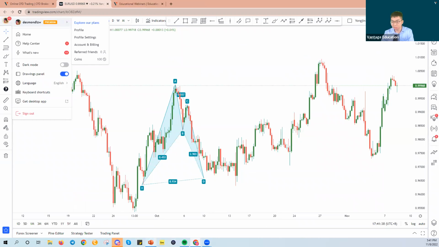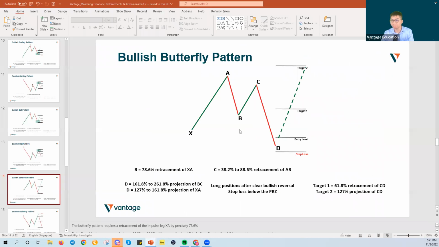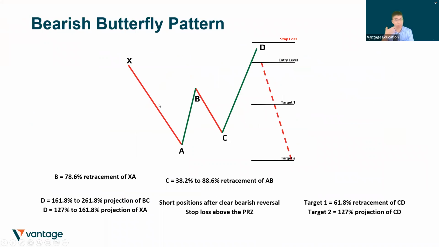So yeah, let's continue to the good stuff. Next, we are on the bearish butterfly pattern. The bearish butterfly pattern also requires a retracement of the bearish impulse leg XA. We always mention XA. We might not have time today to look at the charts. So how do I draw these wave patterns? I'll just show you a quick one.